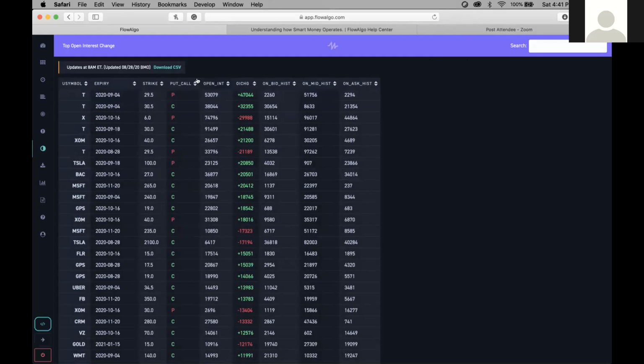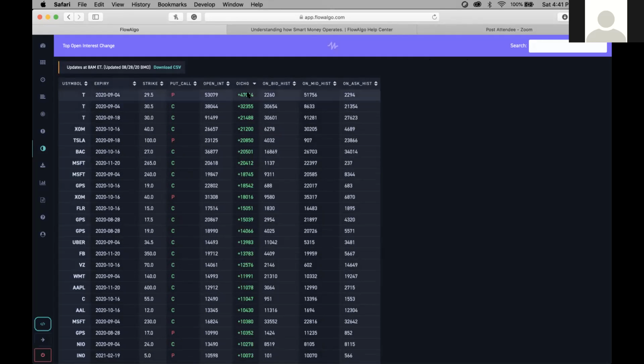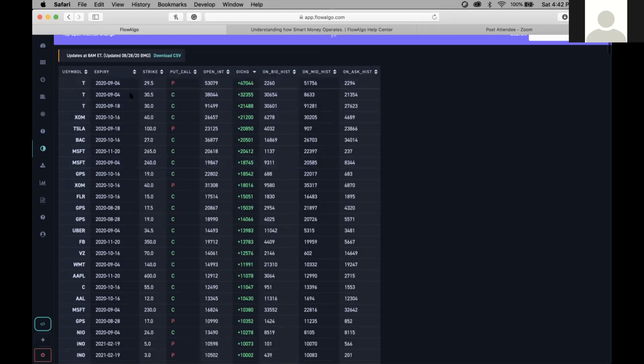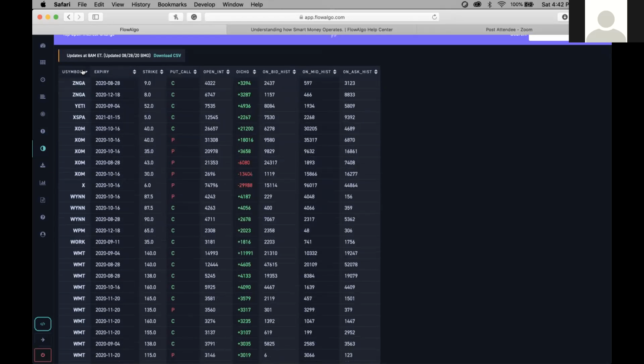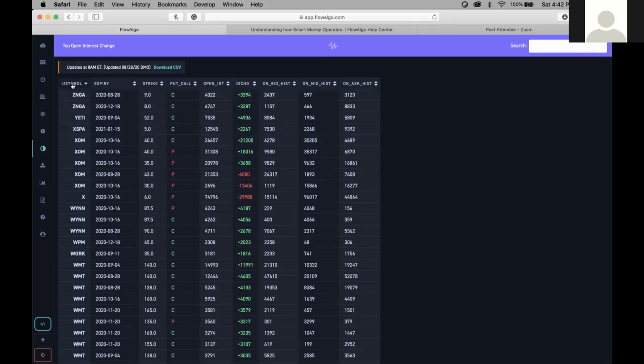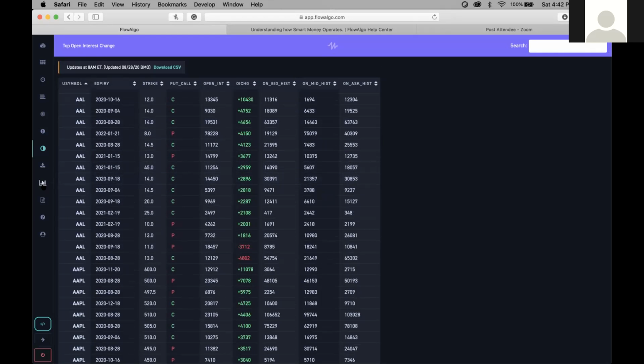If you want to do it by top change here, you can see that even though it's green, it's a put. So people are adding puts to AT&T. I think that's their symbol. People added 47,000 puts and added calls here. So just another thing to look at. You can do it by expiry. You can do it by symbols. You can see American Airlines. I don't really use this too much. Honestly, I don't know how to use it that well, but it's there.